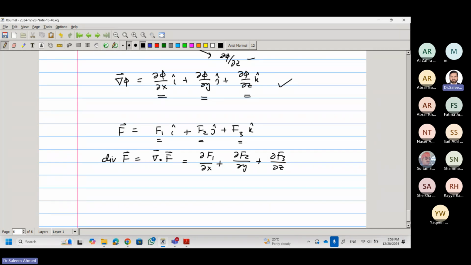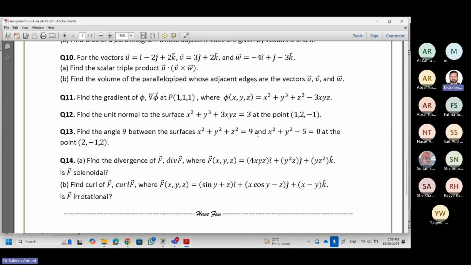Now you are not taking the derivatives of all the functions with all variables. No. F1 with x only, F2 with y only, and F3 with z only. Simple as that. So if you have this function, this is your F1. So you will just take the derivative of F1 with x. This is your F2. You will take the derivative of this with y.